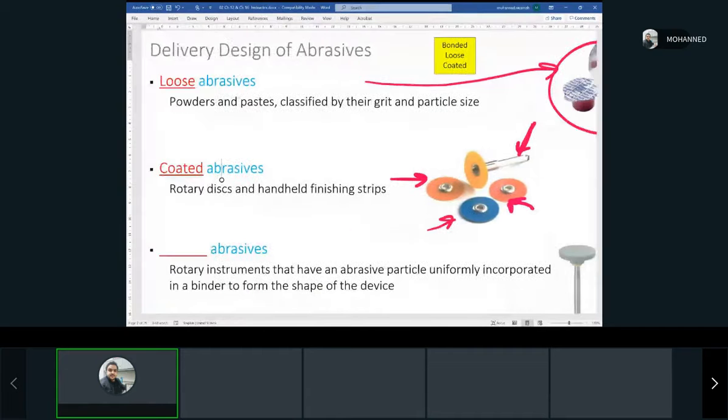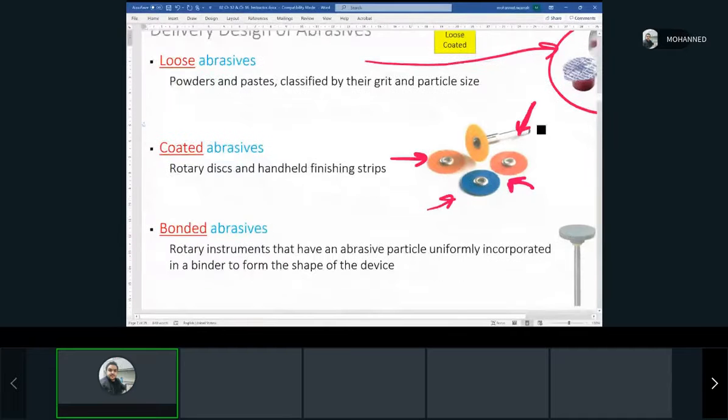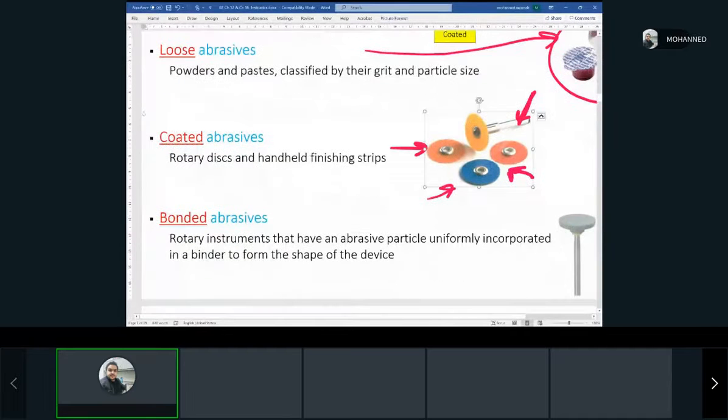And then you have the last one, which is the bonded abrasives. And these have already put together and bonded together the abrasive particles inside of whatever we're using, if it was a burr or a disc, to be able to shape and polish the teeth.